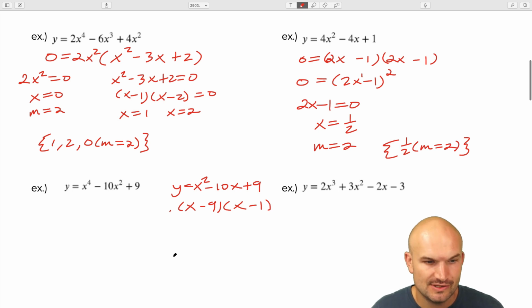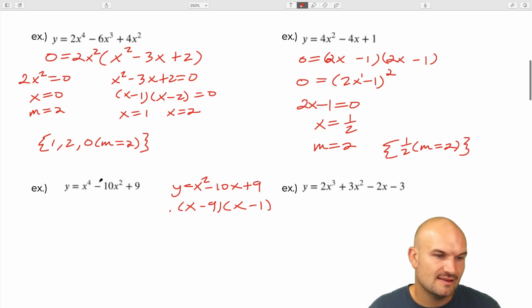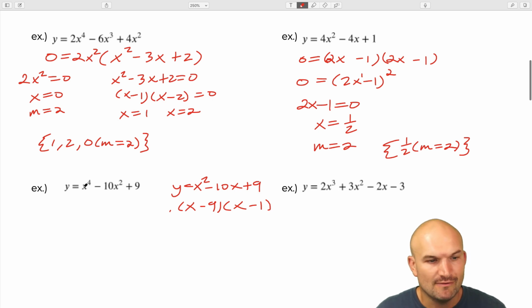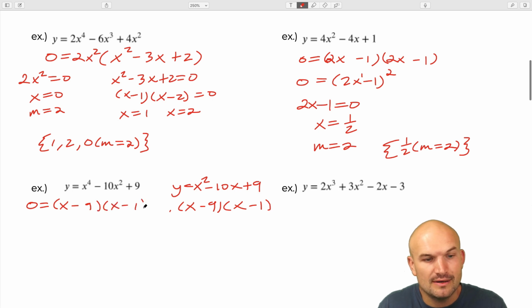Now, here's the interesting thing. If you look at this problem compared to that problem, it's the exact same numbers, right? You have a 1 for this coefficient, -10, 9. So guess what? The factoring is going to be exactly the same. It's going to be x minus 9 times x minus 1. The difference here is x times x gives you x squared. We don't want x squared. We want x times x to give us x to the 4th.